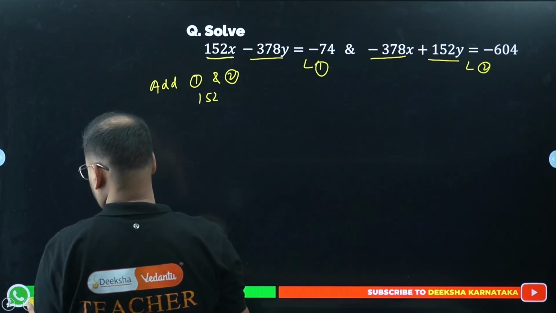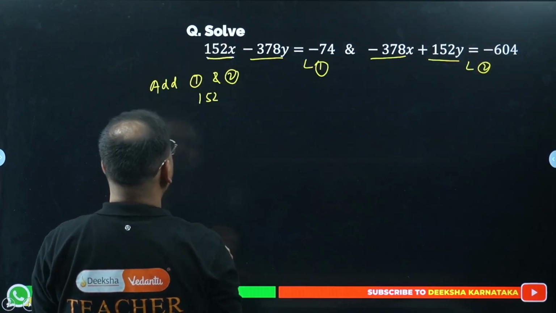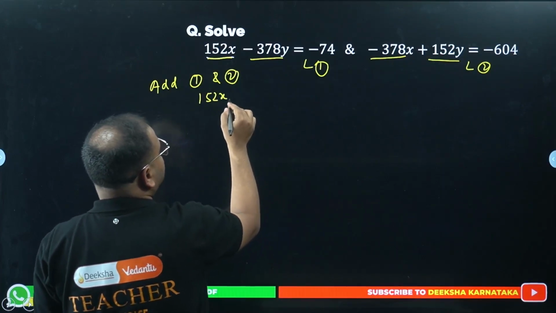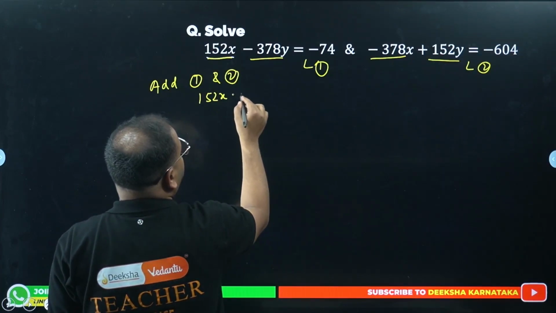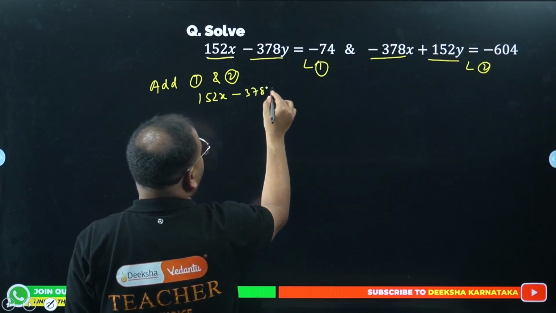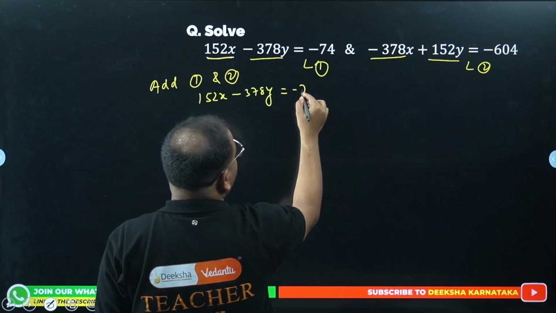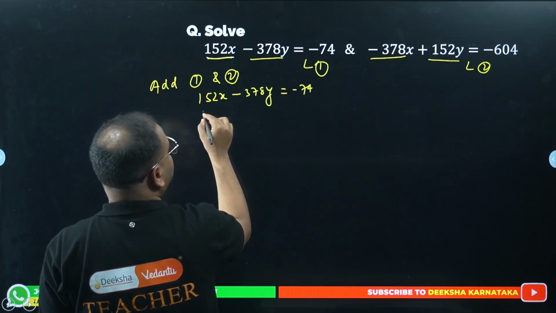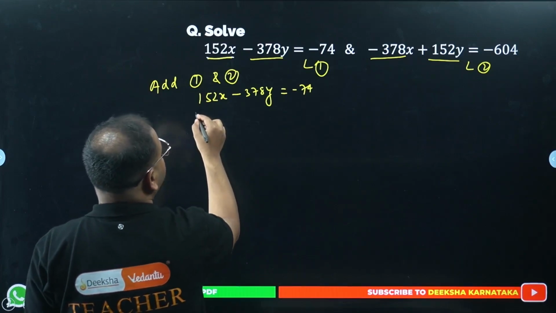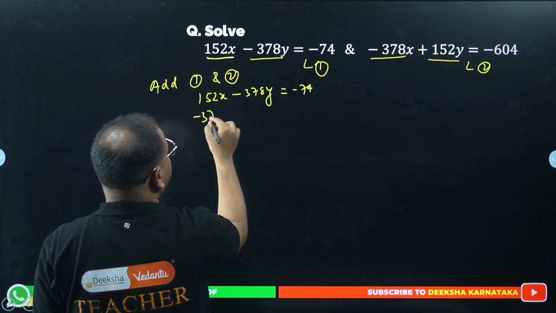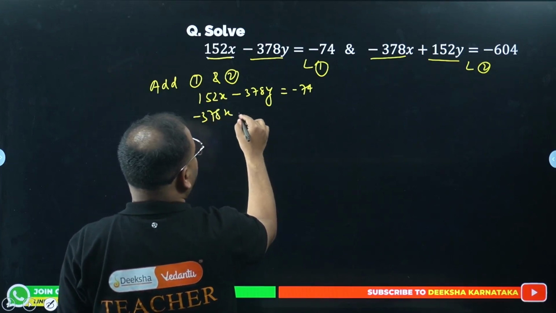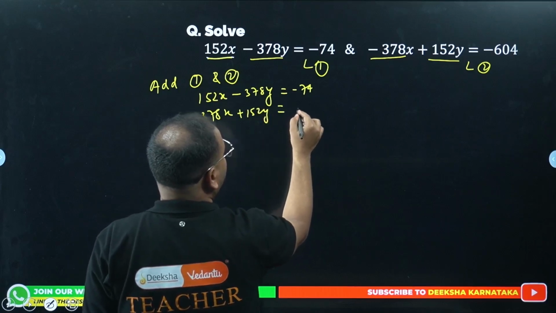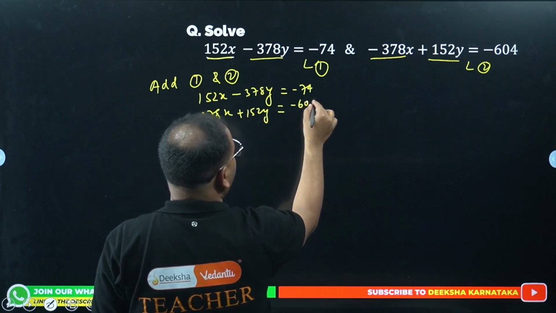152x, if I do like this, minus 378y equals minus 74. And this will be minus 378x plus 152y equals minus 604.